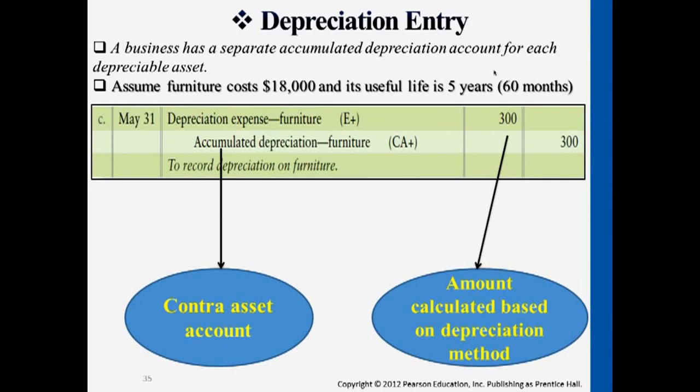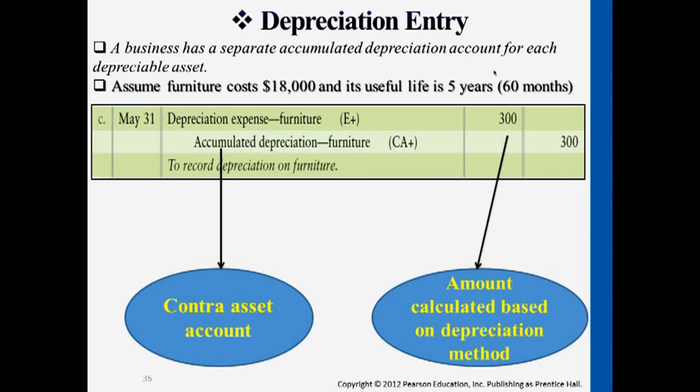Okay, let's take a look at an example here. Assuming that there's a piece of furniture that costs $18,000. And let's say we estimate that it can be used within the business for 5 years. So that's about 60 months. If we want to measure a month of depreciation in this monthly statement, that would be $300. Use $18,000 divided by 60.